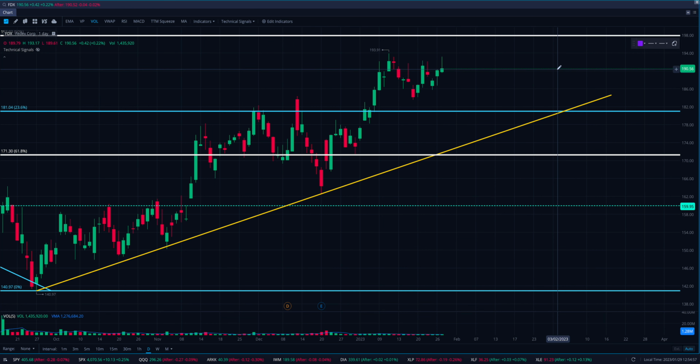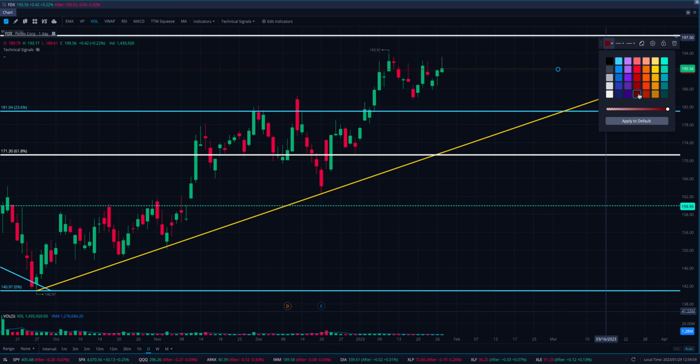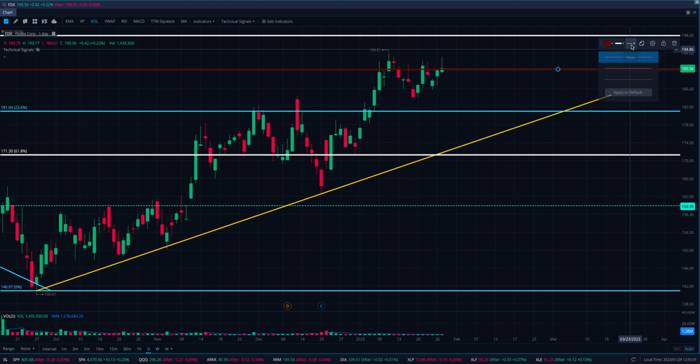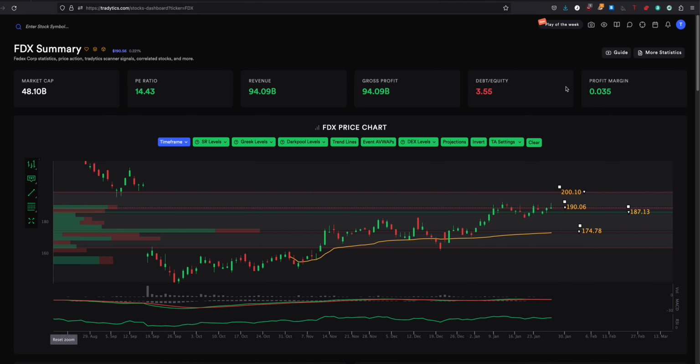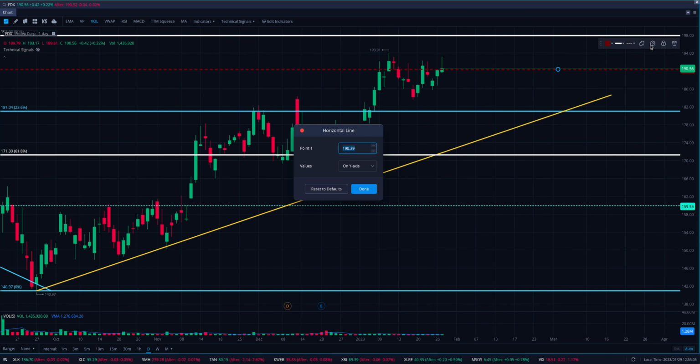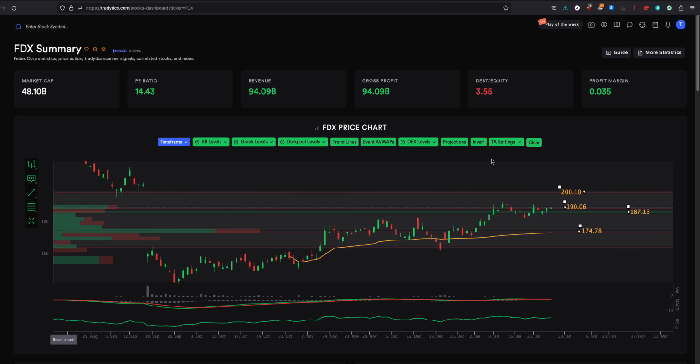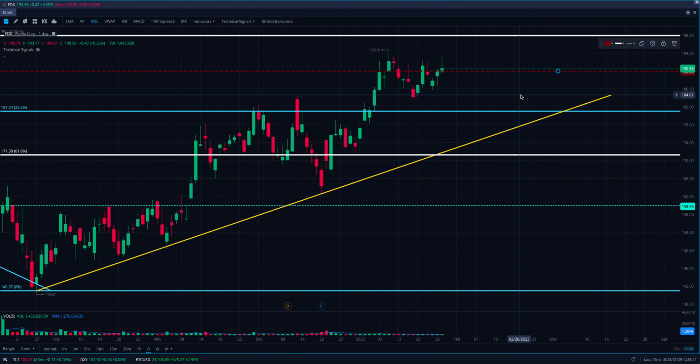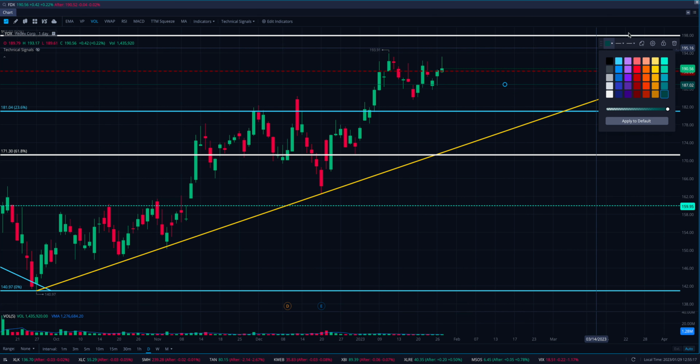So 190 and 187, I'm definitely going to want to make notes of that. And 190 is a negative gamma level, so I use red for that. And 187 is positive, and I use green for that.